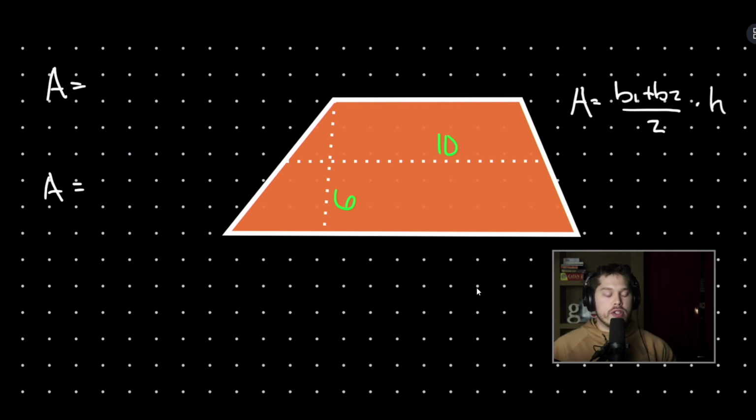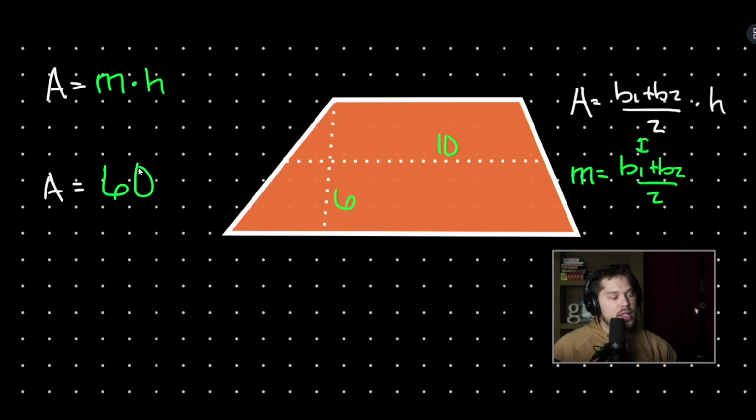Well, it's important to know with trapezoids that the mid-segment is equal to the average of the sum of your two bases. So doesn't this look familiar with your area formula? So the area of your trapezoid is not only base 1 plus base 2 divided by 2 times your height. It also could simply be defined as your mid-segment length times your height. And so in this case, our mid-segment length is 10, our height is 6, so our area is 60.